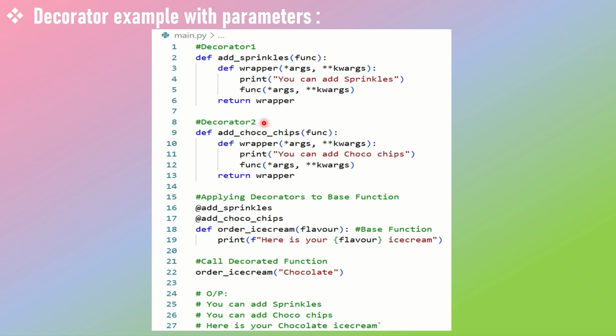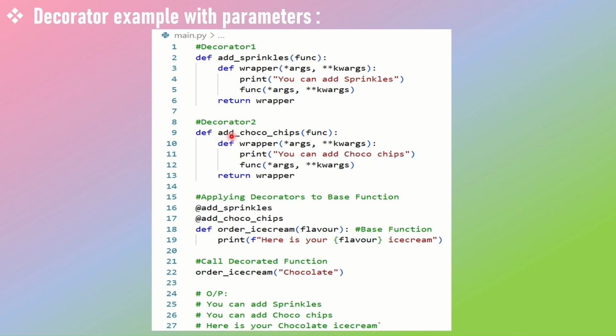Now let's see decorate. Now I have defined one more decorator function, which is add choco chips. So in order to add some choco chips on the ice cream, I have defined one more function. This function is also taking a base function as an argument, and inside it, it's having one more wrapper function that usually takes arguments, positional and keyword arguments. Inside it, I was logging one statement saying that you can add choco chips. And then I was calling the base function by passing these arguments. And then I was finally returning the wrapper function back.